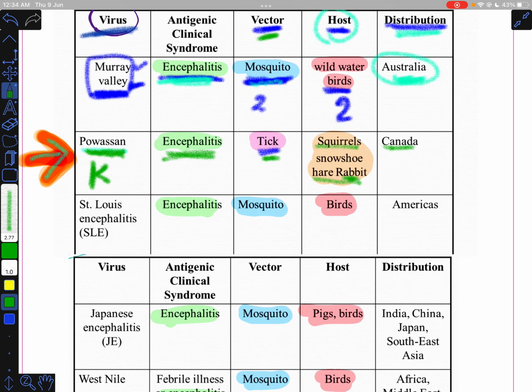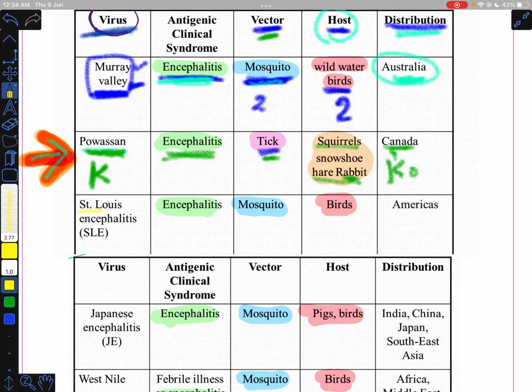Okay. What about the distribution in Canada? We say that Busan is in Korea. So Korea looks like Canada. Okay, Korea, Canada. So it is like this.